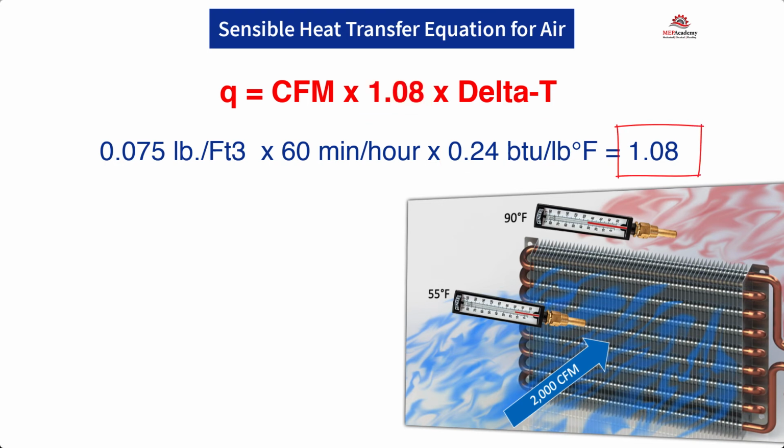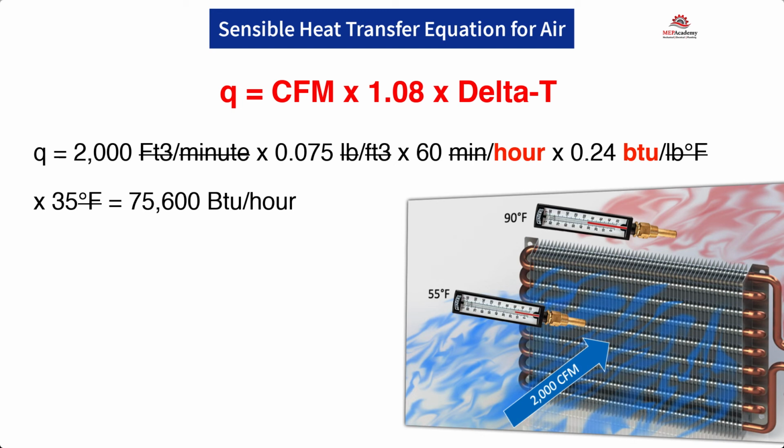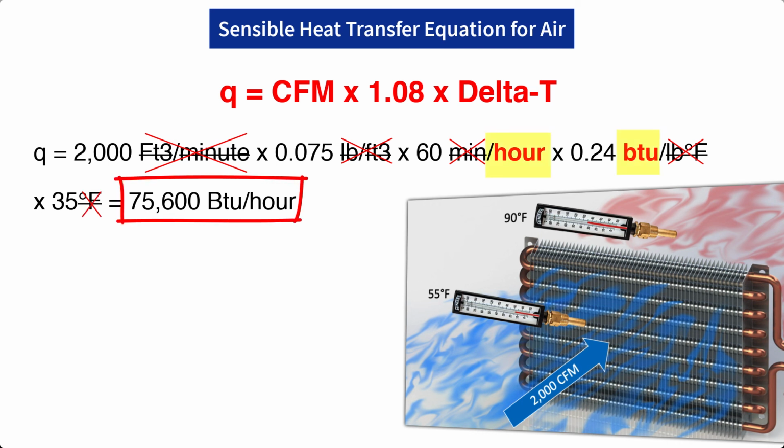With all these units, we can see which units of value remain by crossing out those that are eliminated in the formula, such as Q equals 2,000 cubic feet per minute times 0.075 pounds per cubic foot times 60 minutes an hour times 0.24 BTUs per pound per degree Fahrenheit times 35 degrees equals 75,600 BTUs per hour.